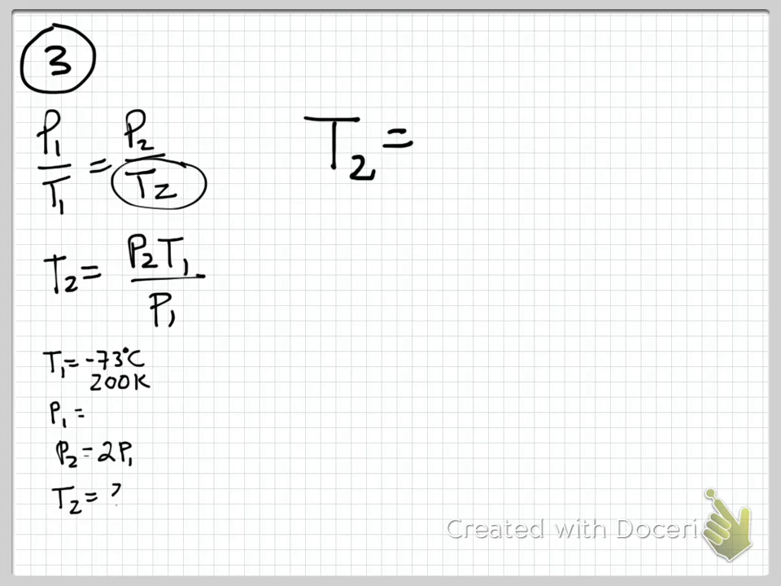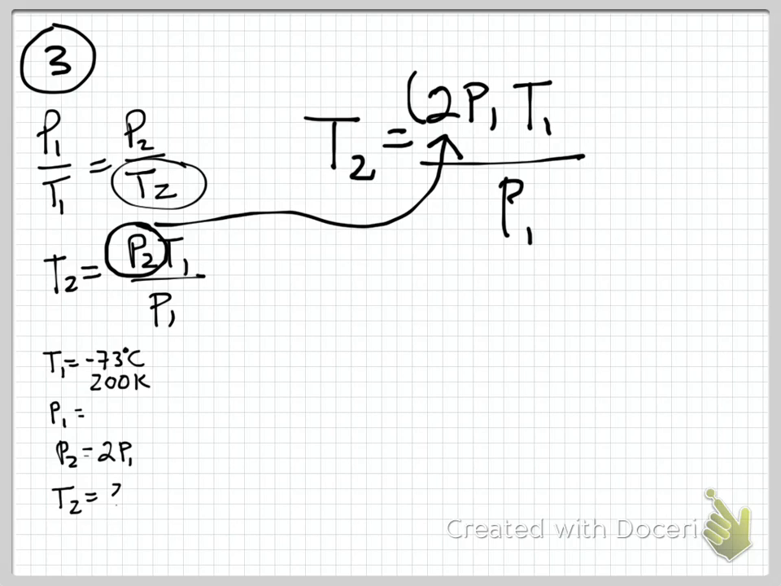So T2 is equal to 2 times P1 times T1 all over P1. Does everybody see how I substituted that in for P2? Because that's what it's equal to. Well, then your P1s cancel out. And what are you left with? T2 equals 2 times T1.